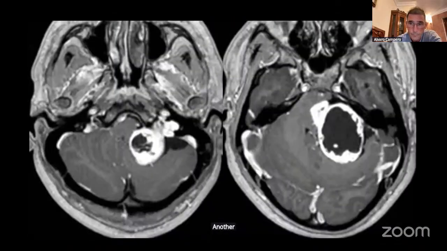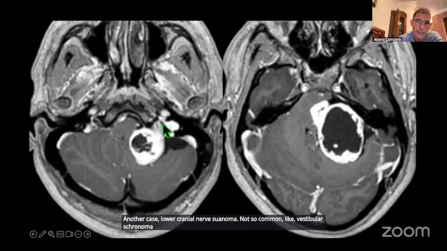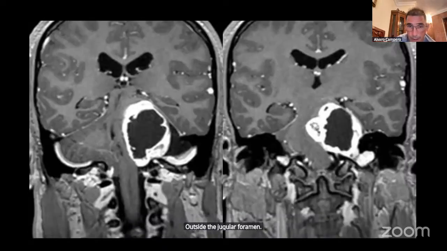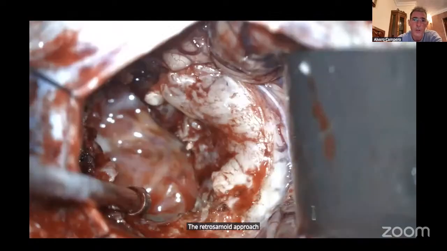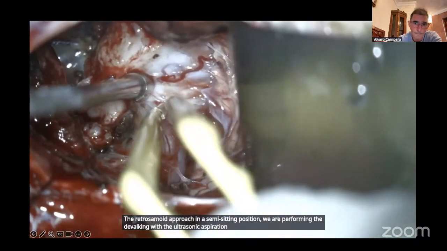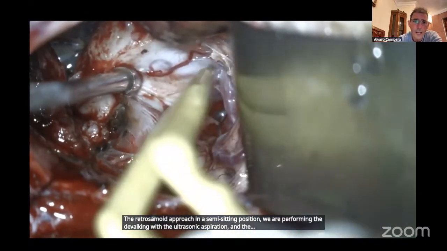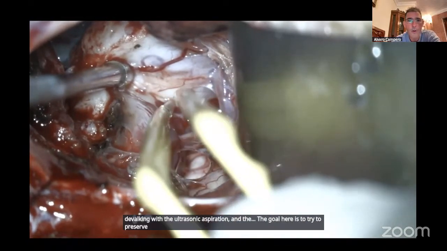Another case, lower cranial nerve schwannoma, not so common like vestibular schwannoma. We can see the opening of the jugular foramen and also tumor outside the jugular foramen, a little bit cystic. So we perform a similar approach like in a vestibular schwannoma, the retrosigmoid approach. In a semi-sitting position, we are performing the debulking with the ultrasonic aspiration, and the goal here is to try to preserve the lower cranial nerves.